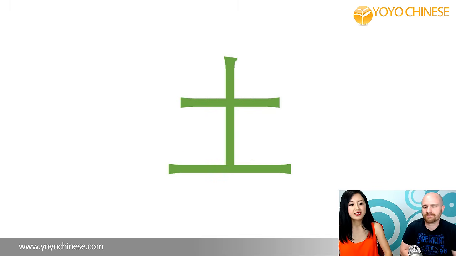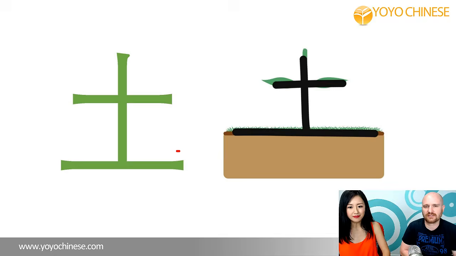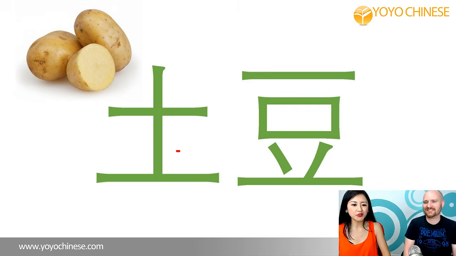And then let's continue. So this is the dirt with a little plant on it, right? 土. Nice. Yeah, it's a little plant coming out of the ground. Okay, so 土豆. Yeah, this is a great one. 土豆. So this is like earth.